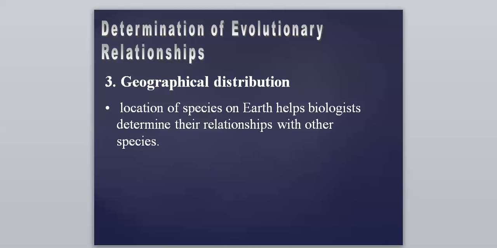The next way we can look at how we classify organisms is geographical distribution. This is the location of species on Earth, which helps biologists determine their relationship with other species. I think that's pretty self-explanatory. If two organisms don't live anywhere near each other, it's going to be hard for them to be related. Granted, millions of years ago we did have one giant continent where everything was connected, so all the animals could have intermingled at that time and maybe been split off, but most likely the more related species were going to develop in the same parts of the world. So geographical distribution is another way we use today to classify organisms.